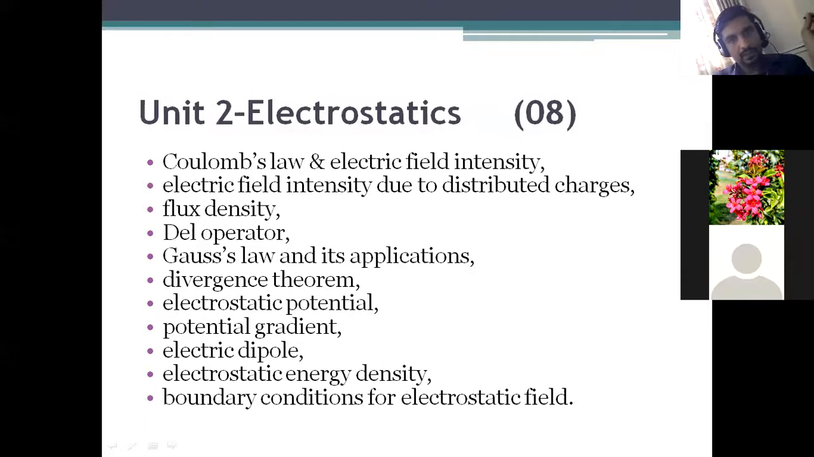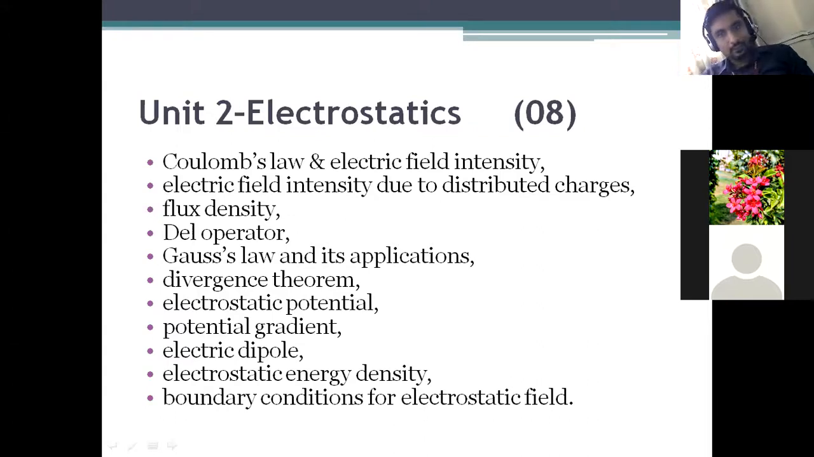Then comes electrostatics, right? As I said, the first part of this first major block of this course is electrostatics, right? Electrostatics begins with the basic fundamental law called Coulomb's law, and along with that, we will discuss electric field intensity, right? So we will see how Coulomb's law can be used for finding the force between two charges, and how that force can be used for obtaining the electric field intensity.